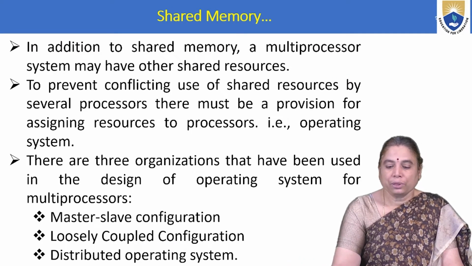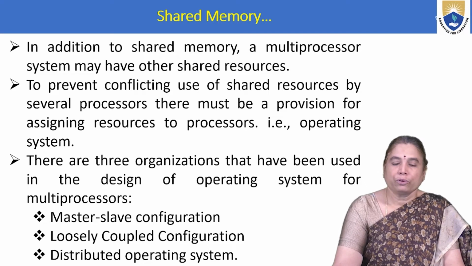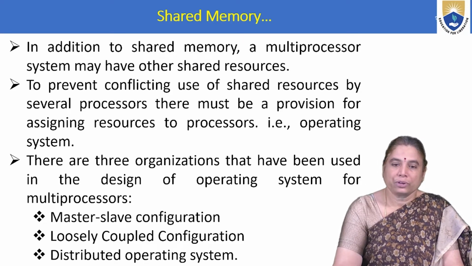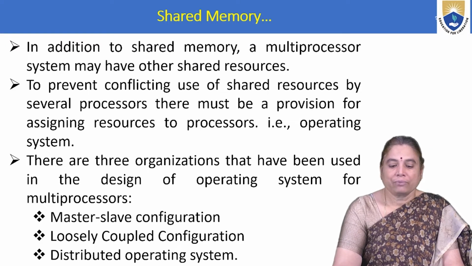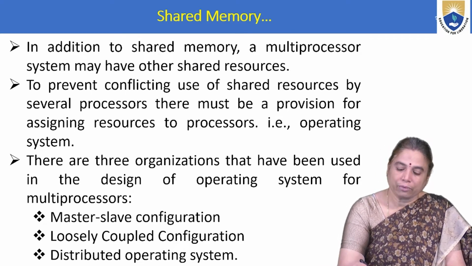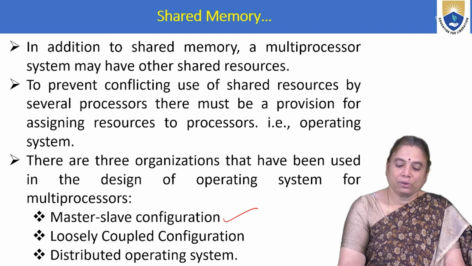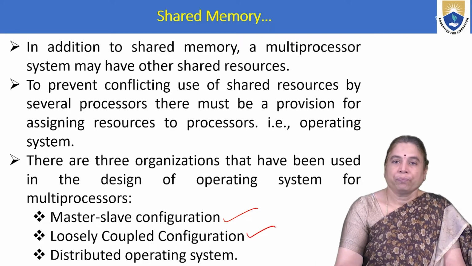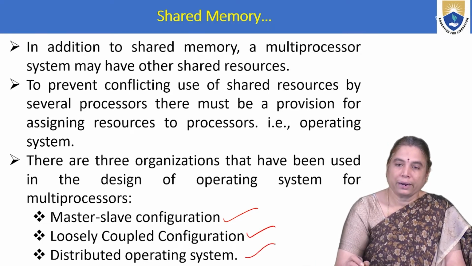In addition to the shared memory, a multiprocessor system may have other shared resources also. To prevent conflict in the use of shared resources by several processors, there is a provision of assigning resources to processes with the help of the operating system. There are three organizations employed for this purpose. One is the master-slave configuration. The second is the loosely coupled configuration. The third is the distributed operating system.